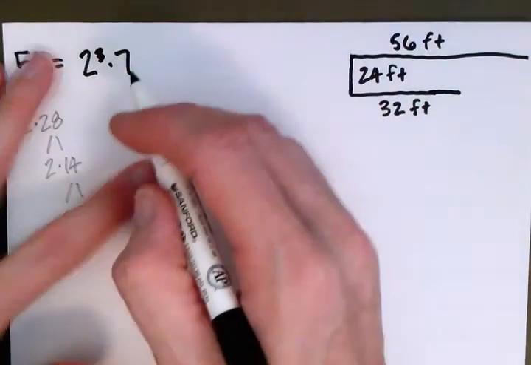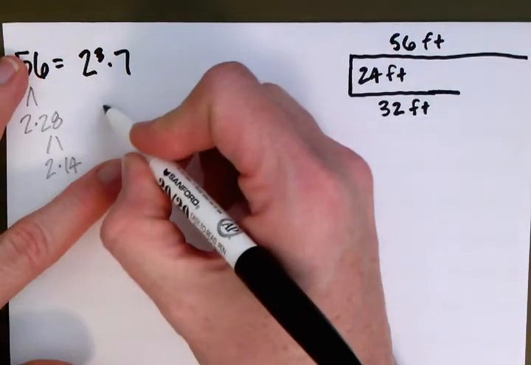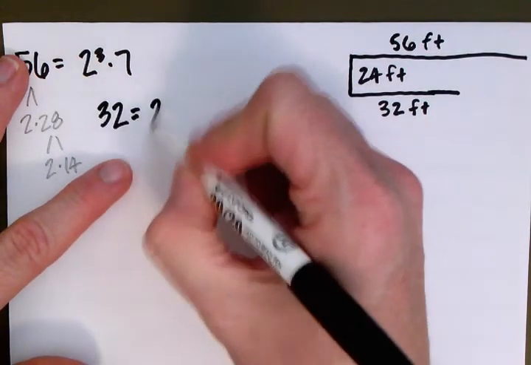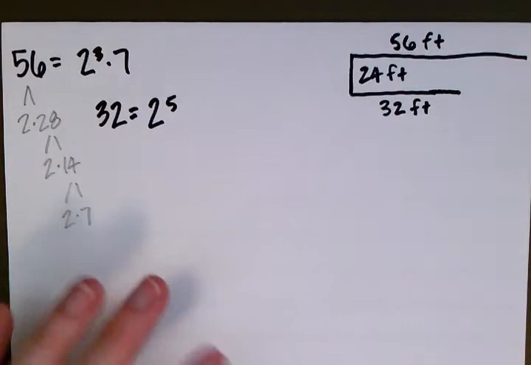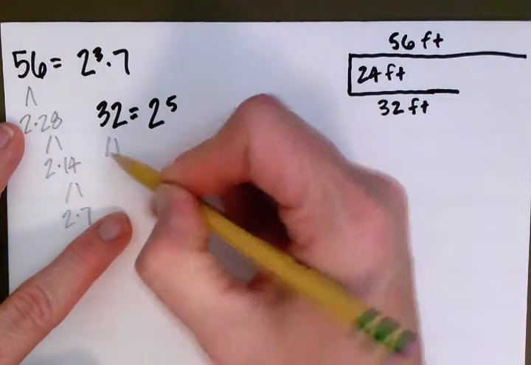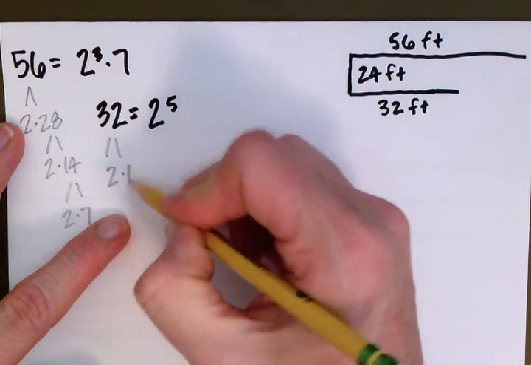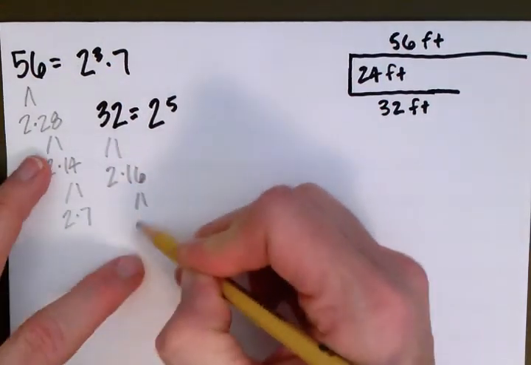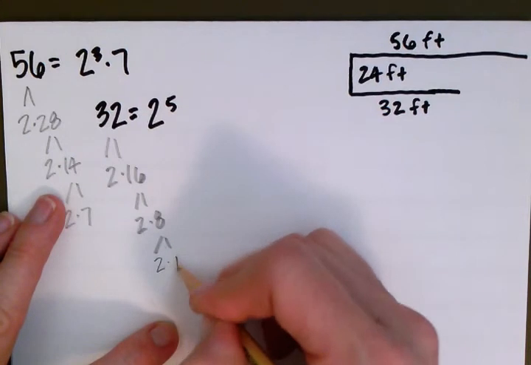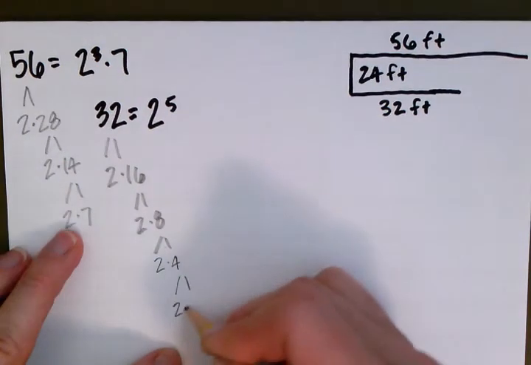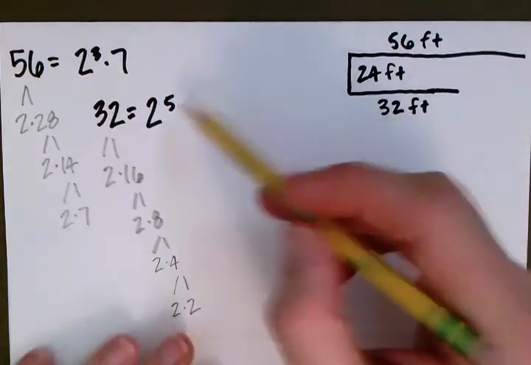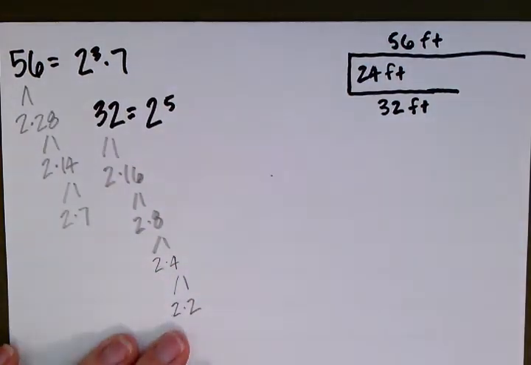Our next trench is 32 feet. 32 factors into 2 to the 5th power. And we can prove that as well by 2 and 16. 16 factors to 2 and 8. 8 factors to 2 and 4. And 4 factors to 2 and 2. So we have 1, 2, 3, 4, 5, 2 to the 5th.